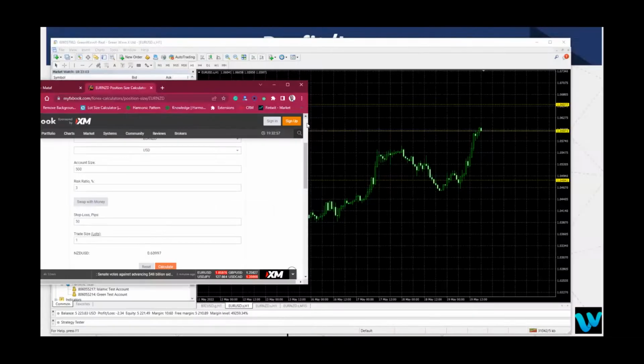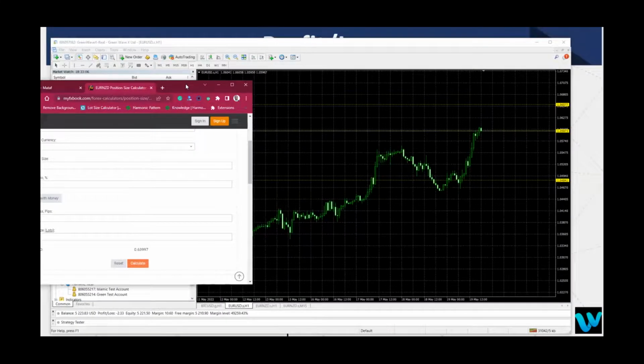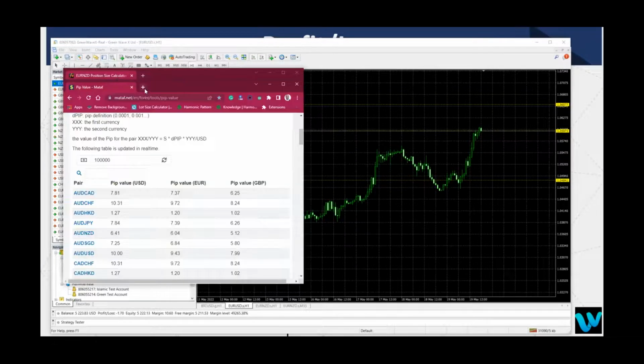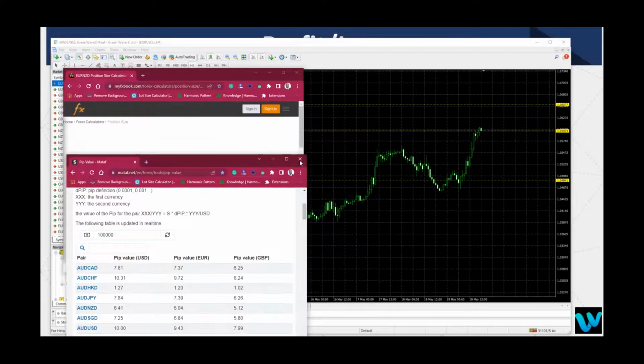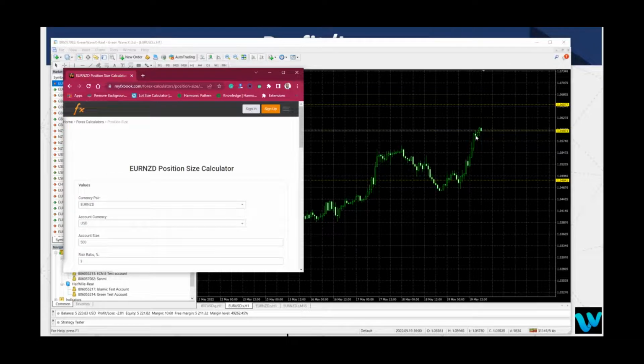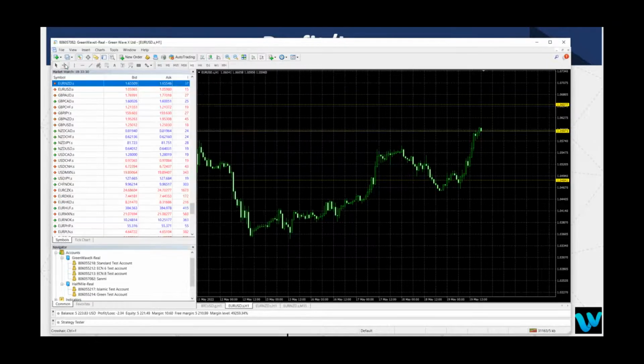So this is the calculator. All right. So what we need to know now is the number of pips between these two levels. Okay, I can close this one. Don't need it anymore. Okay, so for me to calculate how much I want to risk, I don't need the take profit. I only need the stop loss. So let's see what the stop loss is like. From here to here is 61 pips. All right, 61 pips, euro, US dollar.